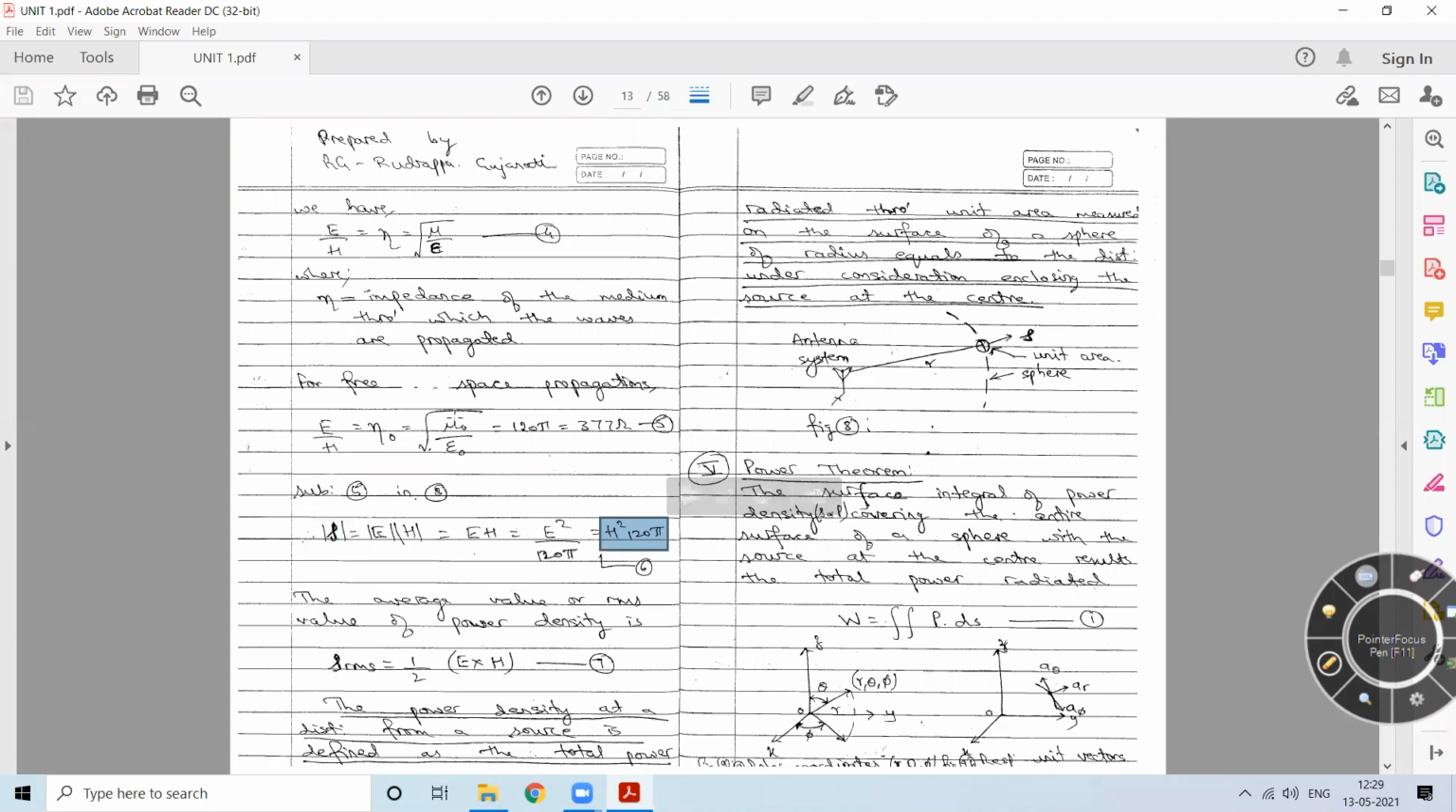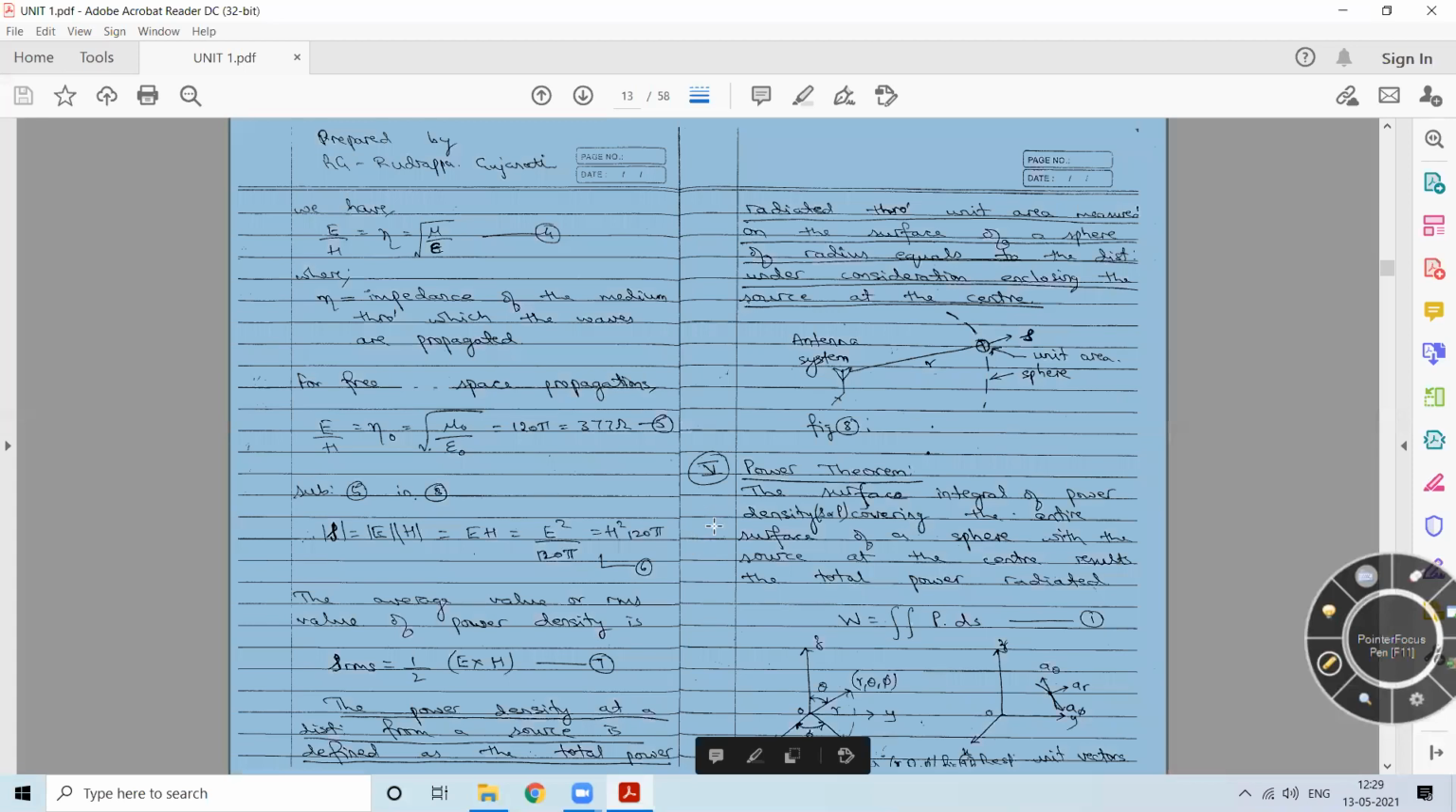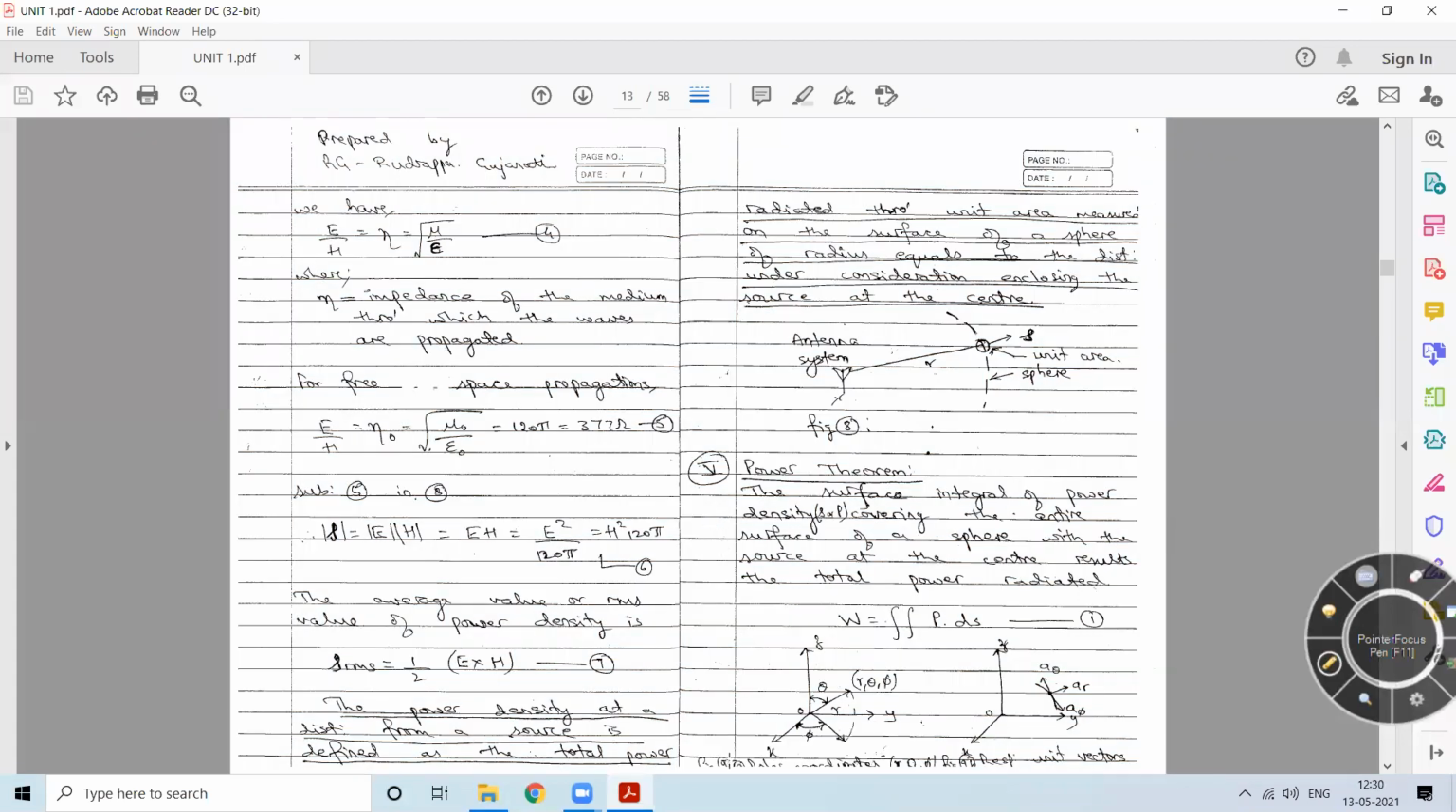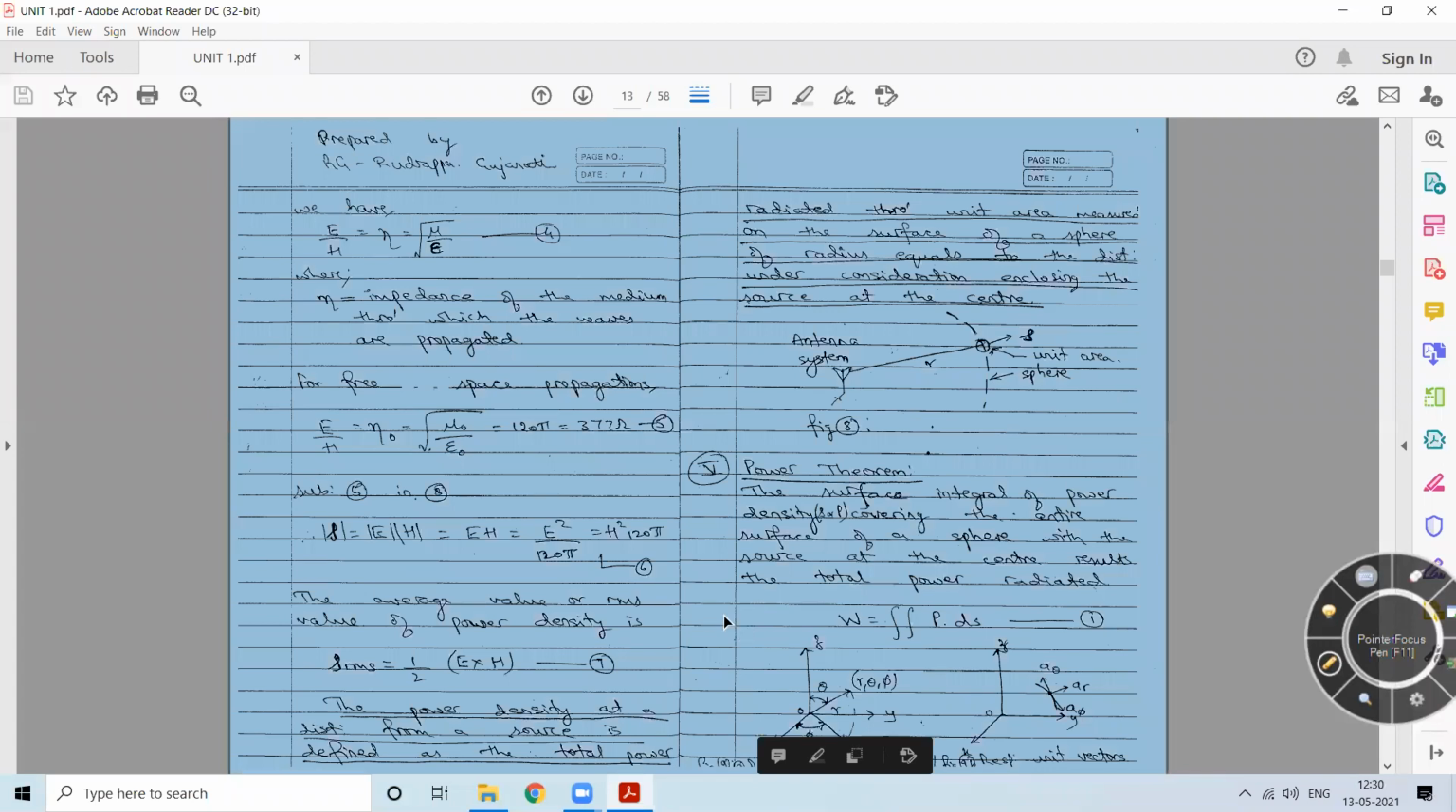Or else, if I want to substitute, H will be equal to E by 120 pi. If I substitute that over here, I'll be getting E square divided by 120 pi. So this is the power density, which is defined as the power flow per unit area, or power flow through the unit area. If I have to measure the RMS value for this one, I'll be taking half the cross product of E and H.